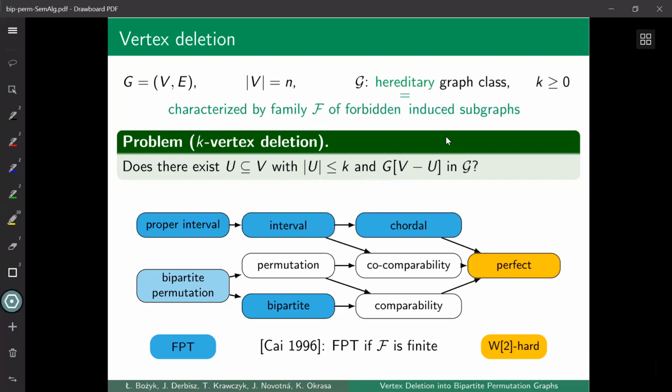Thanks for the question. Thanks for the comment. Any other questions for the vertex deletion part? I mean, it's just an overview of what the problem is and how it can be generally tackled. And I think it will become even more clear if we switch to bipartite permutation graphs and try to apply this in that context.